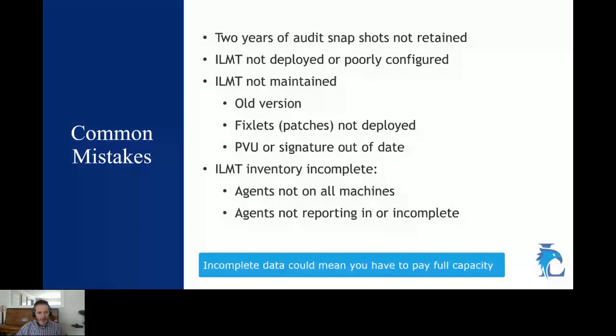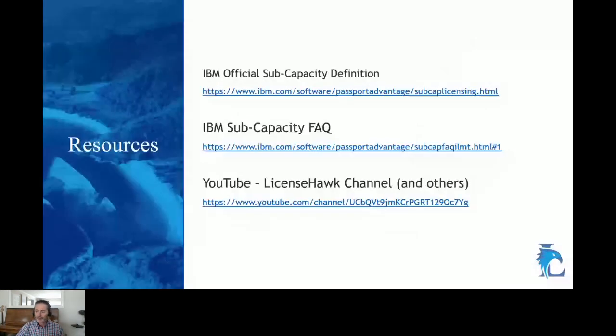So, in terms of some resources, IBM are actually quite good at posting information on their website. Type in subcapacity definition and you'll be brought to the official subcapacity licensing page. There's also a very good FAQ that's well worth a click. There's of course YouTube. There's not only the License Talk channel, but there's others as well.